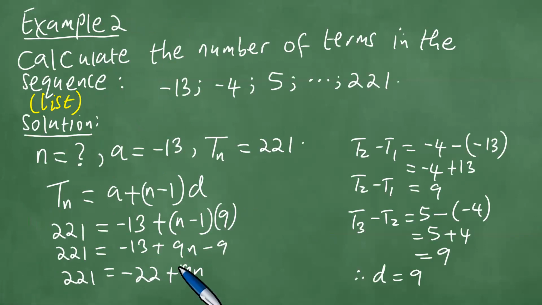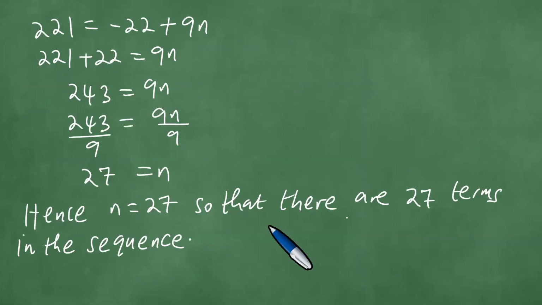Which means, if we start with minus 13, then minus 4, then 5, and so on until 221, the total number of terms will be 27 terms in the sequence. Next question.